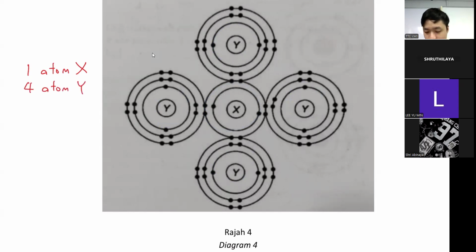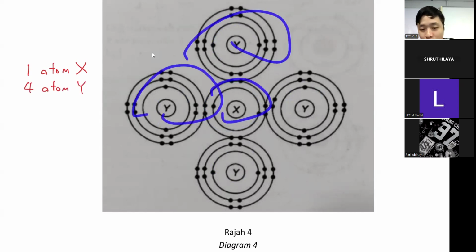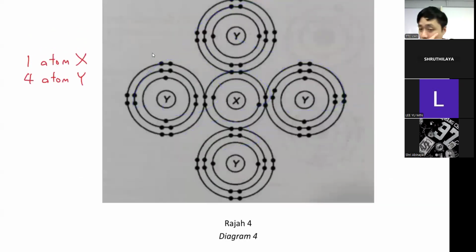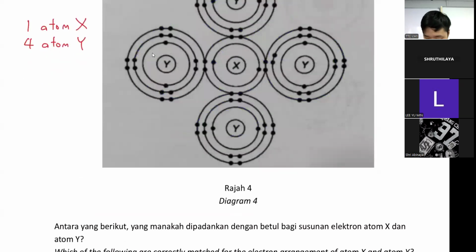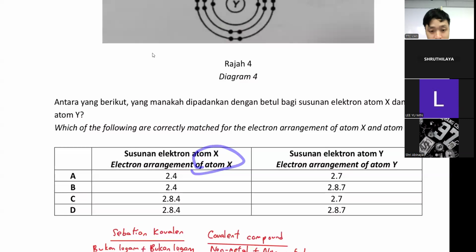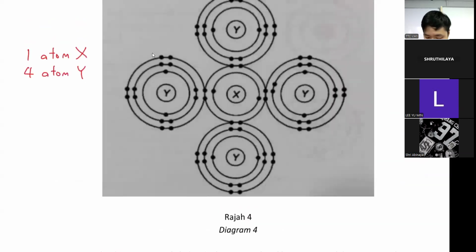Based on the diagram, you already know this is covalent, right? It's covalent. They want the electron arrangement. So obviously you count for X. They ask either 2.4 or 2.8.4.